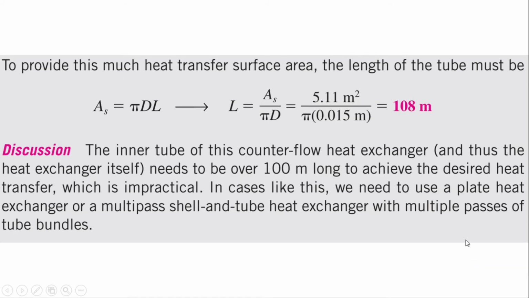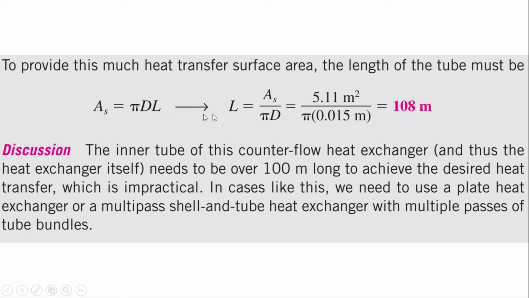And ultimately, you are given the diameter, and you have to determine the length of the heat exchanger. So the surface area of the heat exchanger would be equal to pi D L. The surface area is given, the value of pi is known, and the diameter is also given in the question statement. That was 1.5 centimeters, and if you convert it into meters, that will be equal to 0.015 meters. So you have to determine the length of the heat exchanger.